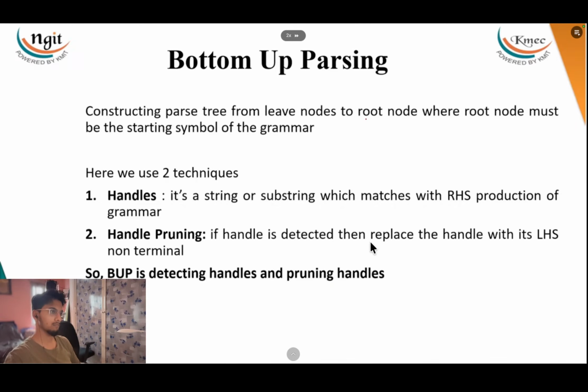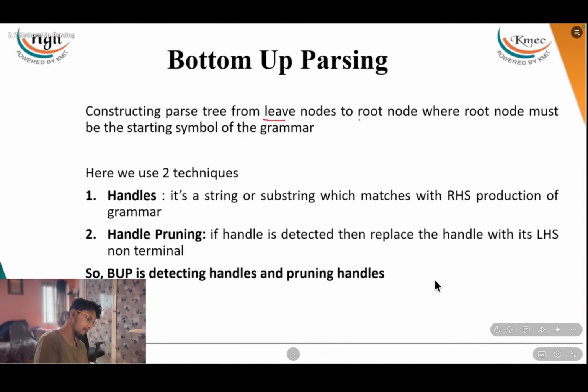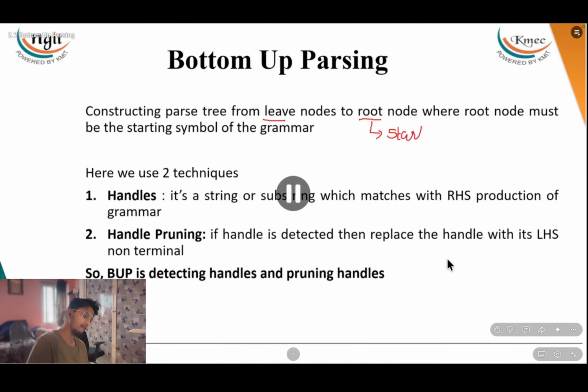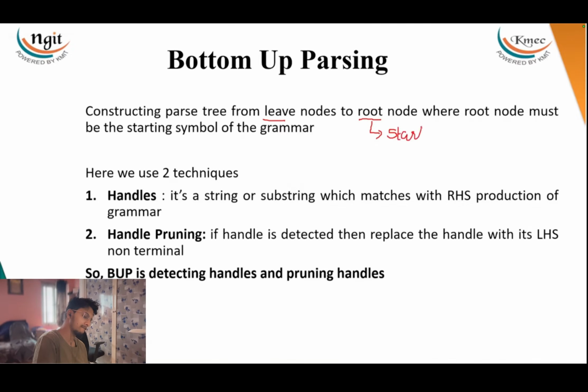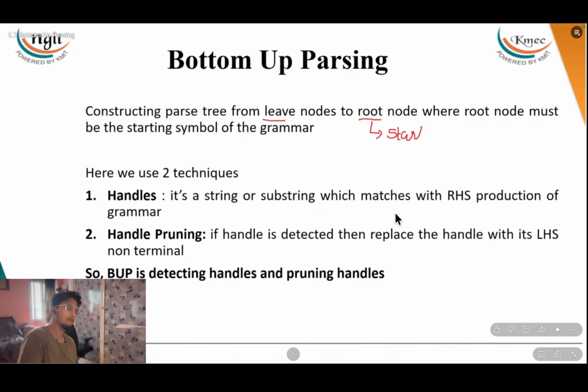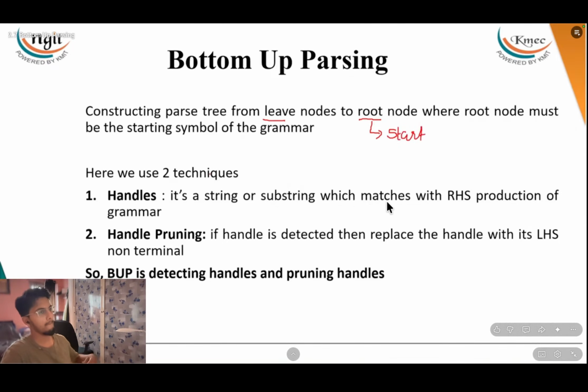We have discussed bottom-up parsers earlier in the types of parsers. It is simply constructing the tree starting from the leaf nodes and moving towards the root node, where the root node must be the starting symbol of the grammar. It should be the starting symbol.